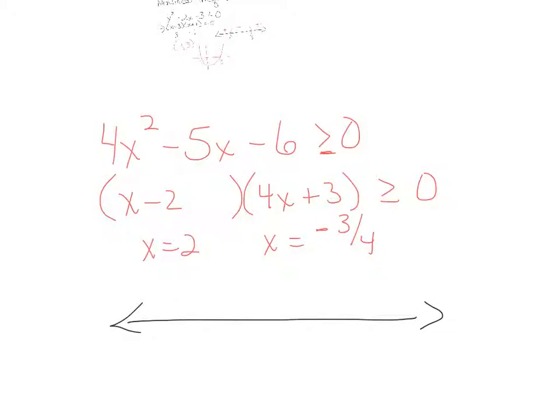Okay, so we're going to do the same thing. I've got a 0 at x is negative 3/4 and a 0 at x is 2. So I'm going to just test the intervals. I'm going to choose something less than negative 3/4. So we could do negative 1. If we plug in a -1, we have -1 minus 2, which is a negative. And -4 plus 3 is negative, so negative times a negative is positive. So in that interval, it's going to be positive.